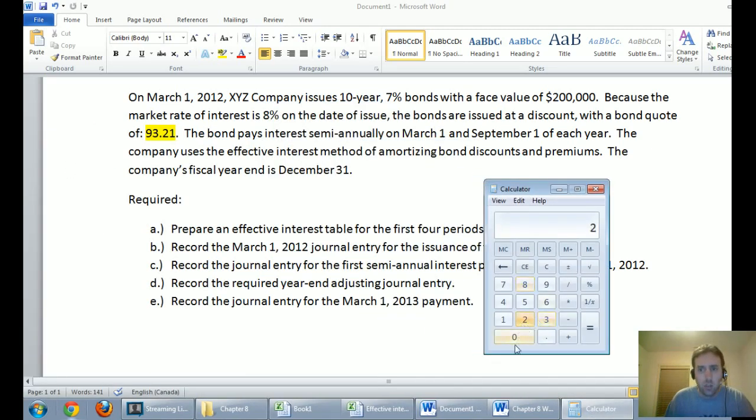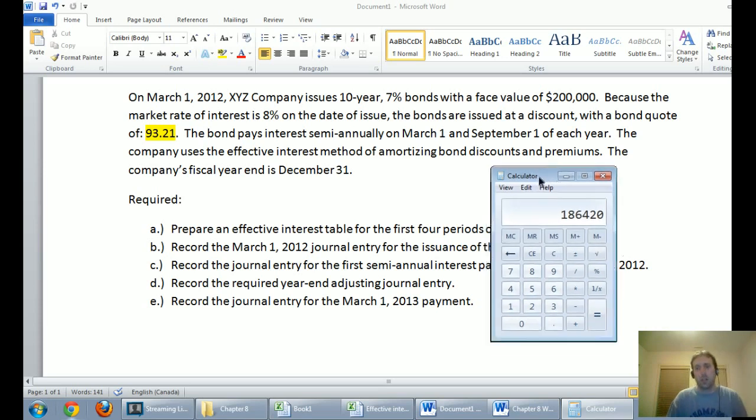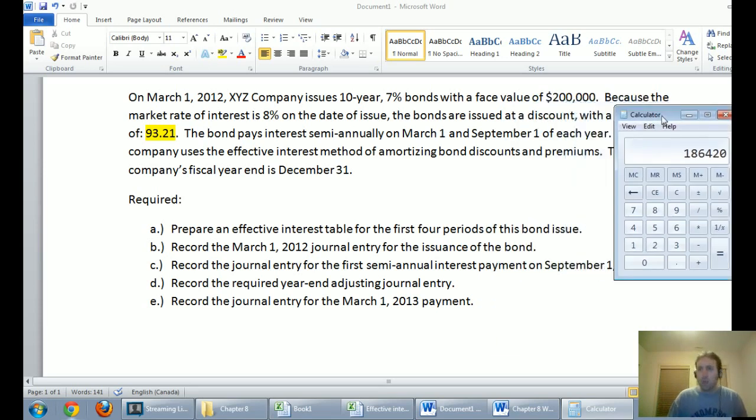We wanted $200,000, but we only got 93.21%, so 0.9321. We got $186,420. So why don't we do a journal entry here? I know it hasn't asked us for a journal entry. I'm kind of getting ahead of myself here, but I think we can do a journal entry.